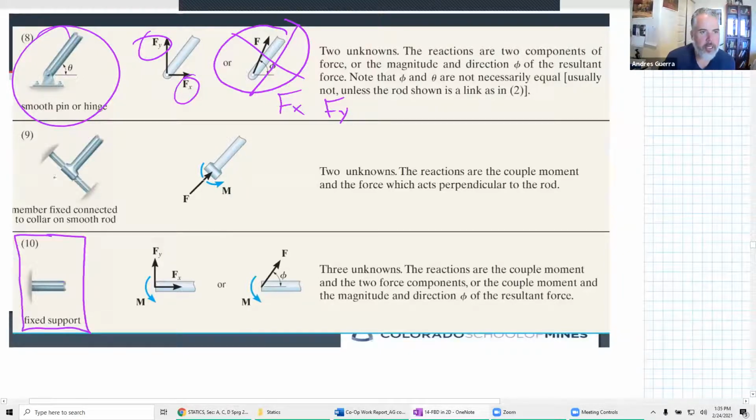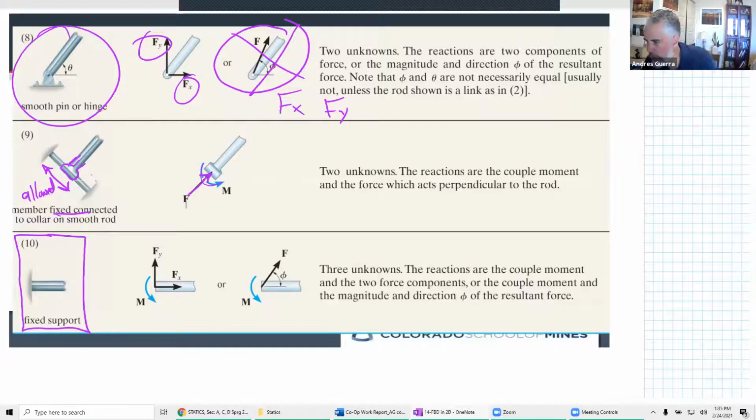And so we see Fx, Fy, and a moment on that one. Now back up to number 10 here. So this is a fixed connection. We see this is different than the other one, because this right here it's fixed. And so we see a moment on there, but it is allowed to translate in that direction. So it's allowed to do that. And so we have no force in that direction, but we do have a force perpendicular to that smooth rod.